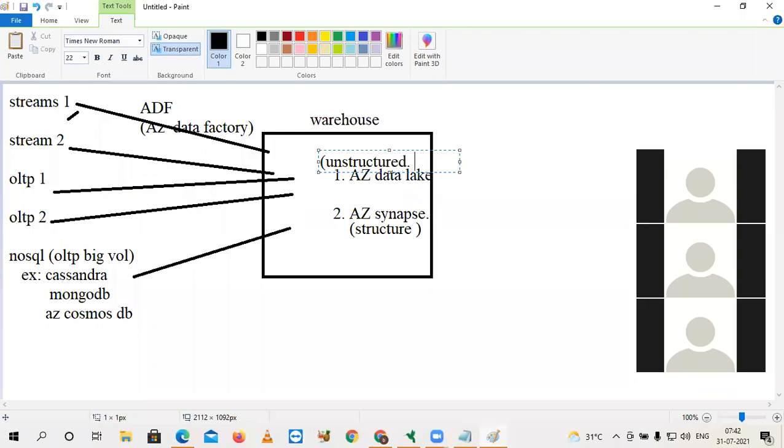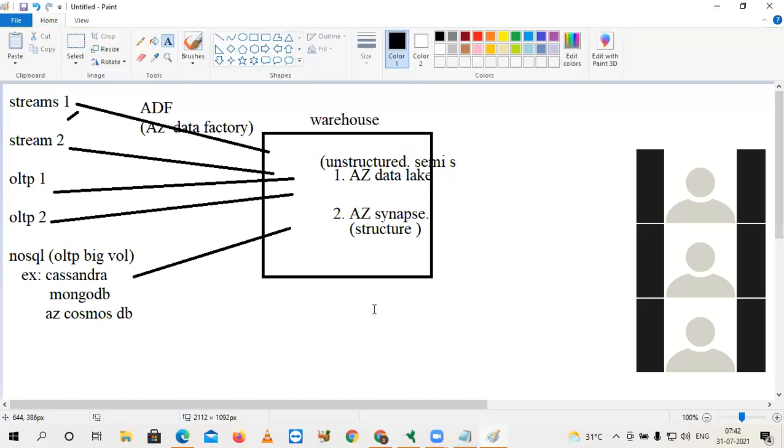Structured, unstructured, and semi-structured. What are the examples for semi-structured data? XML data, logs, JSON. Nowadays, JSON data. XML, JSON, all these things come under semi-structured.